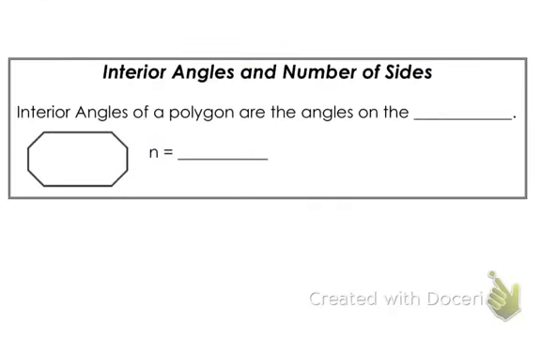Alright, so interior angles and number of sides. The interior angles of a polygon are the angles that are located on the inside. So in this figure, we have 1, 2, 3, 4, 5, 6, 7, 8 interior angles. And the number of sides will be denoted by the letter n. And we have 1, 2, 3, 4, 5, 6, 7, 8 sides to this figure. So n would equal the number of sides, and in this case it would be 8.